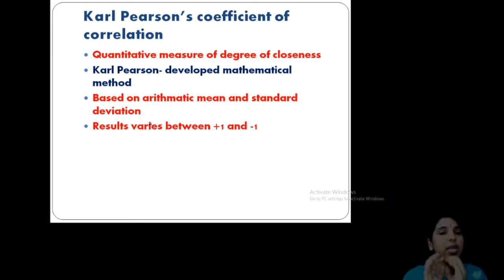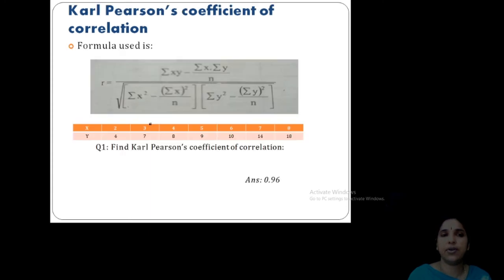That is, a numerical value based on the arithmetic mean and standard deviation. You studied arithmetic mean, but standard deviation you will study later. Based on that, you will calculate Karl Pearson's coefficient of correlation. You will get a value between plus 1 and minus 1, that is plus 1, 0 and minus 1. In between you will get negative and positive values. There is a chart regarding that. So this is Karl Pearson's coefficient of correlation.